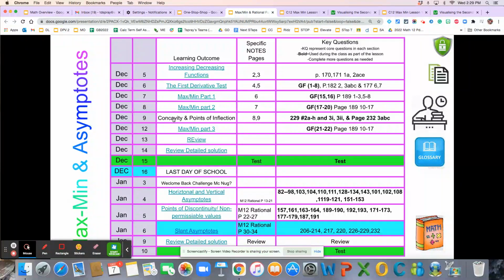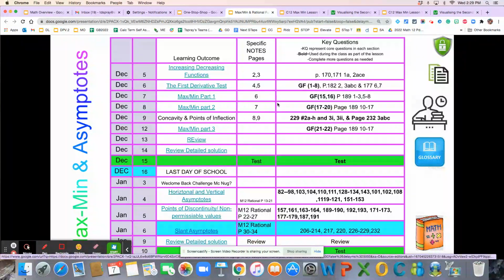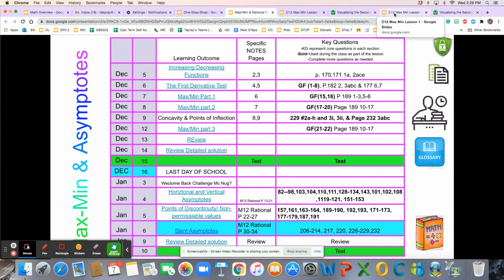Okay, friends, we are going to look at the next section in graphing, and this is concavity and points of inflection. So both of those terms may be new to you, and so we're going to dive right in.